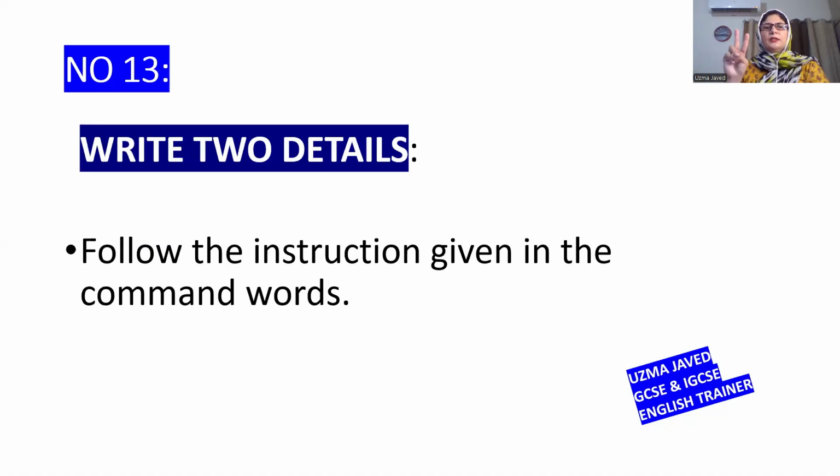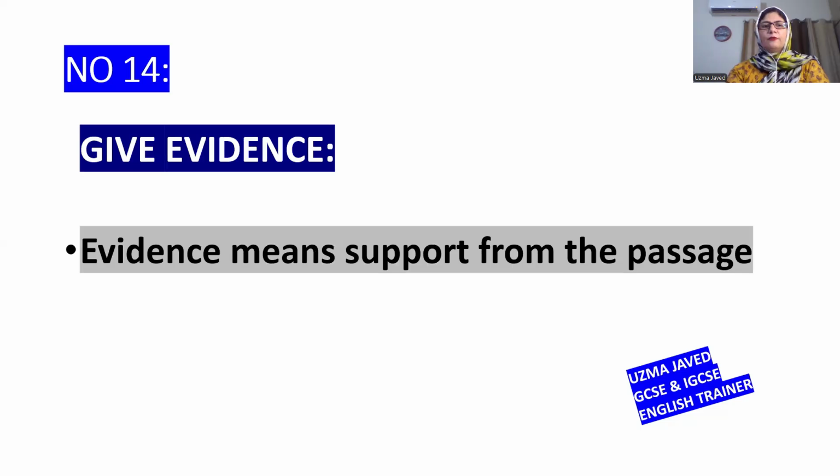Write two details. When the question says write two details, it means that you will follow the instruction given in the command word, and you will give two details in independent form. When the question says give evidence, it means that you will provide supportive detail from the passage. You will pick it up from there. You will not elaborate anything on your own, because the examiner has commanded you to give evidence.